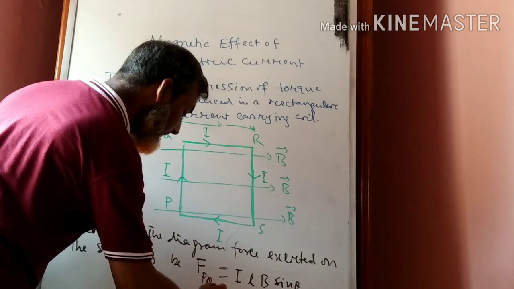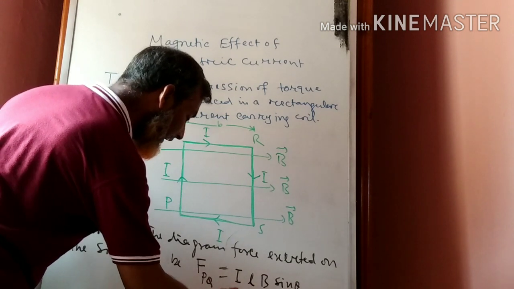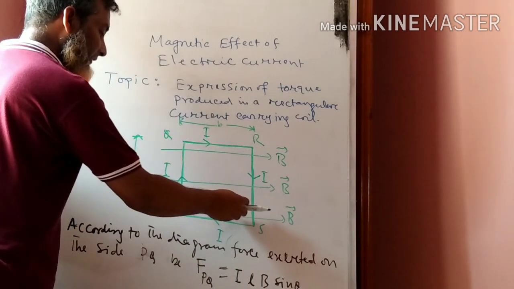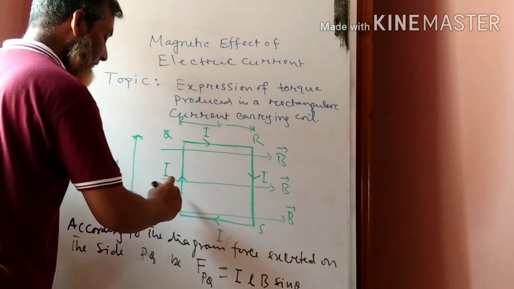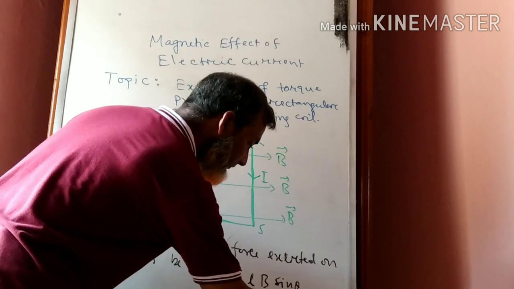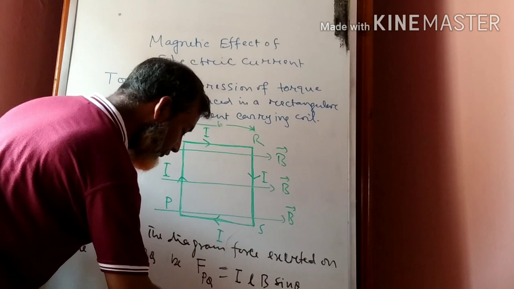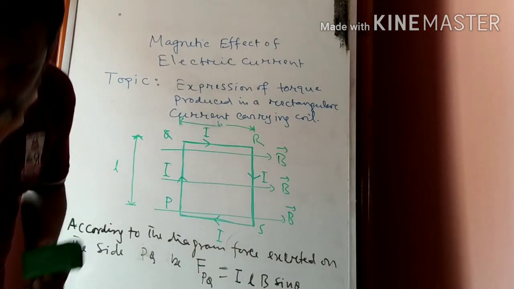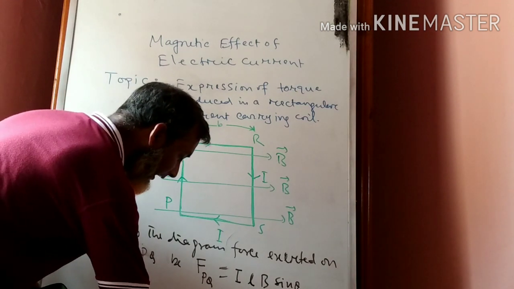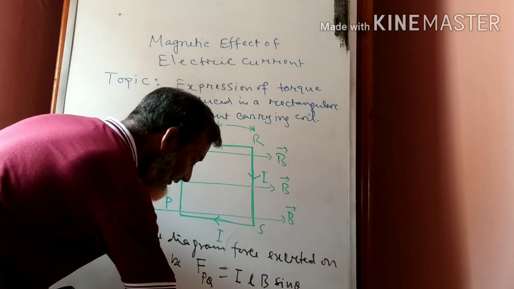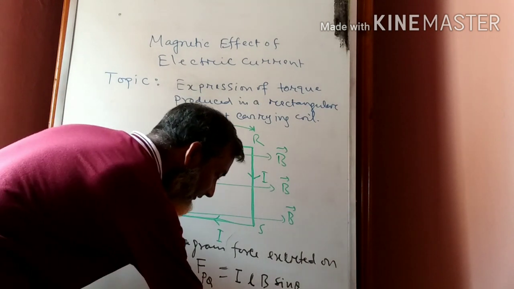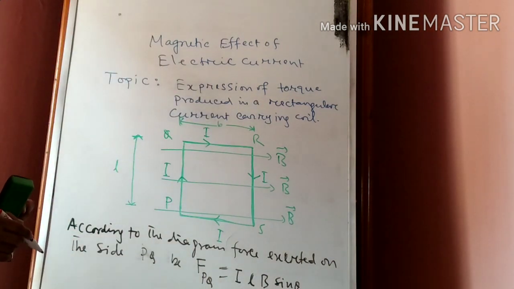That's why we get I L B sin theta. Now you see, the magnetic field is in this direction and flow of current in this direction, but this angle theta is 90 degree. That's why finally we get the force F PQ is I L B. This is equation 1. Okay.